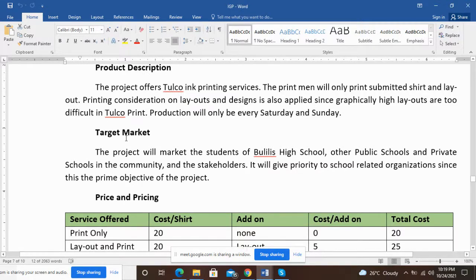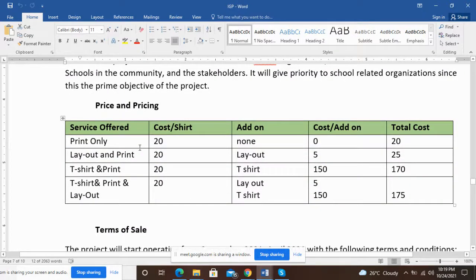And next we have the price and pricing. And this is also assumed. Okay, again, this is also assumed, and it varies in terms of the amount of materials spent or the capital spent. Okay, so it is changeable.